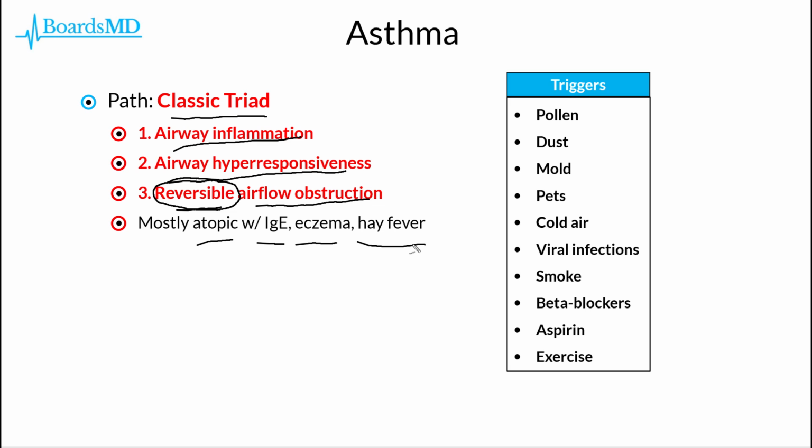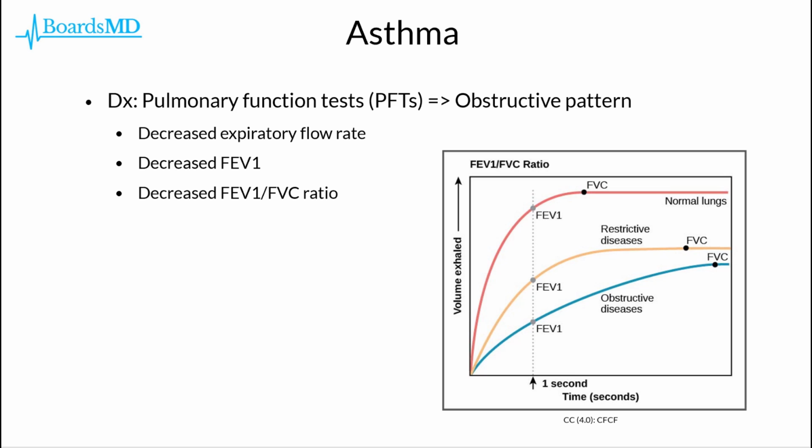It is also essential that we understand the triggers which contribute to asthma, as we can often recognize these in exam vignettes. These triggers include pollen, dust, mold, pets, cold air, viral infections, smoke, including cigarette smoke, beta blockers, and as we will see in the coming slides, this is why we actually use beta agonists as treatment for asthma, aspirin, as we see in the context of AERD, which we will discuss in more detail later in this module, as well as exercise.